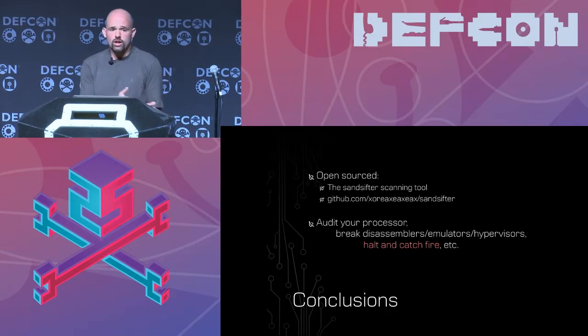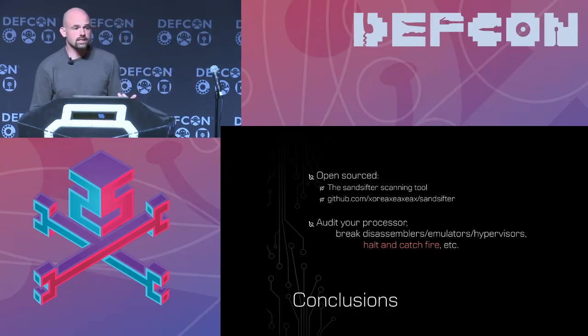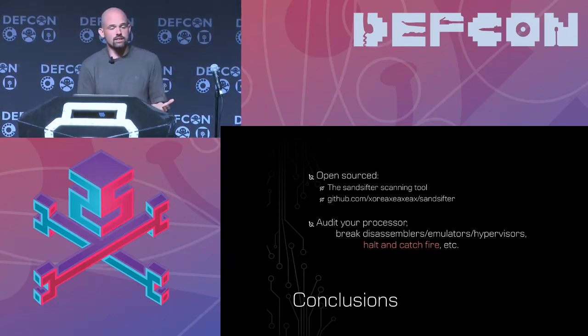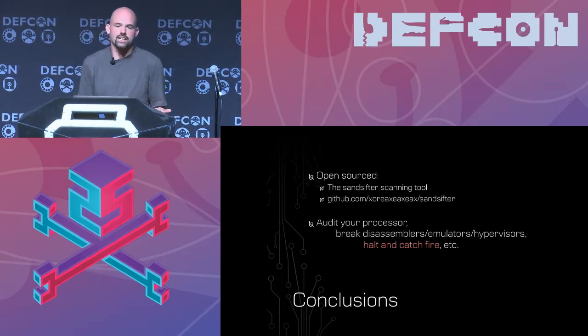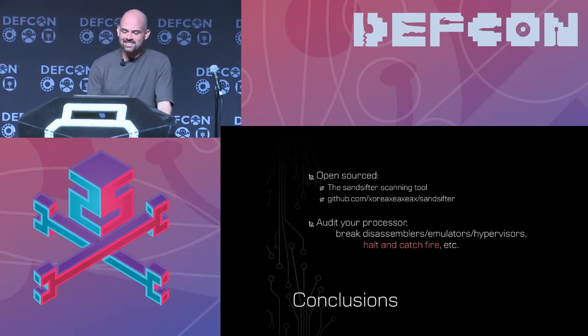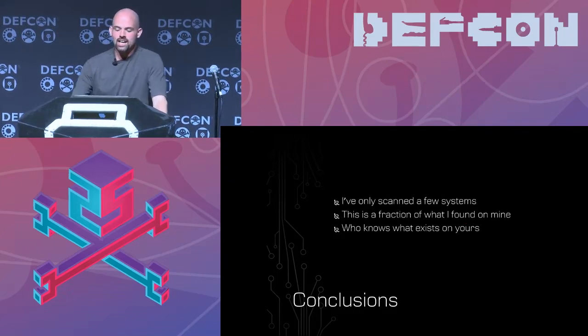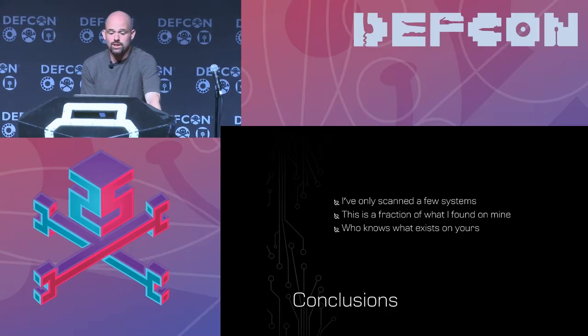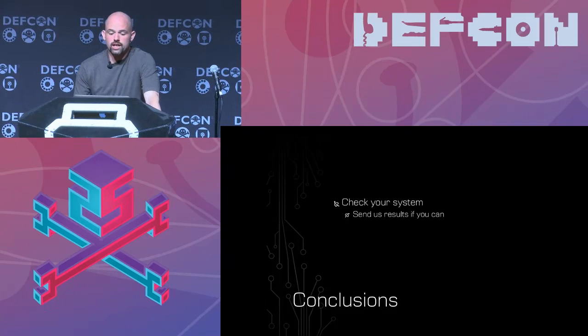So you should use this to audit your processor, find the secret instructions in it, break disassemblers, break emulators, compilers, hypervisors, find these halt and catch fire instructions. My system didn't literally halt and catch fire, but yours might, and I think that would be awesome. So you won't know unless you actually try this out on your specific system. And I want to highlight, I've only scanned a few systems with this, and this is really just a fraction of what I found on those few systems. This is just what I could cram into a 45-minute presentation. So if that's what I found on these few scans, who knows what you'll find on your computers.